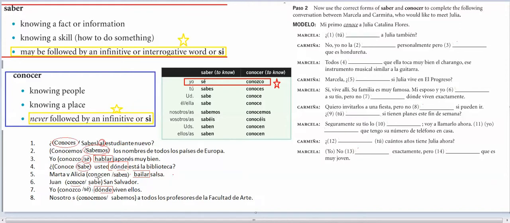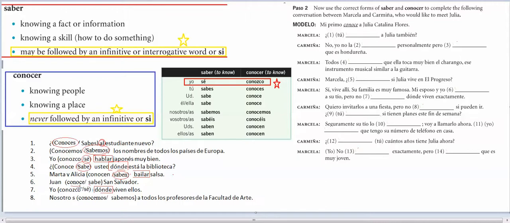Marta y Alicia conocen, saben bailar salsa. Again, I've got an infinitive. Saber may be followed by an infinitive, but conocer is never followed by an infinitive, so I would pick saben here.